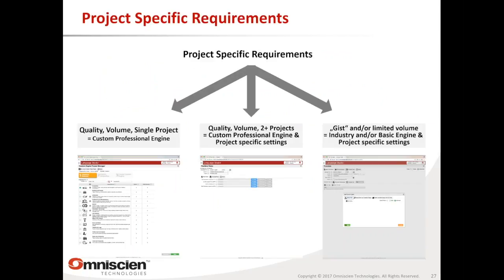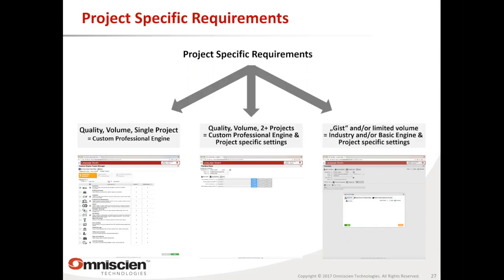So if you're looking at your project requirements, if you're wanting something that'll be a little bit better than Google, or maybe it's just limited volume and doesn't justify the time and the effort, then perhaps an industry engine off the shelf ready to use right now is your best and cheapest and fastest solution. If you have enough quantity, volume, and you need higher quality, maybe it's more than one project, you might want to consider either a basic engine if it's not something too big, or a professional engine where you have a little bit more time and you want the highest quality possible.